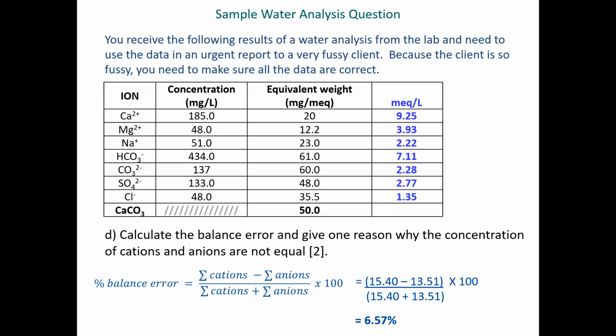Sometimes you're not measuring everything. Maybe this sample has a lot of iron in it, and that's what's missing from the cations. There's a lot of reasons for that. Sometimes some ions are affected by the handling process. Carbonate and bicarbonate sometimes can be lost if the temperature or pH is a certain value, and those kind of things. But those are some of the main reasons anyway.